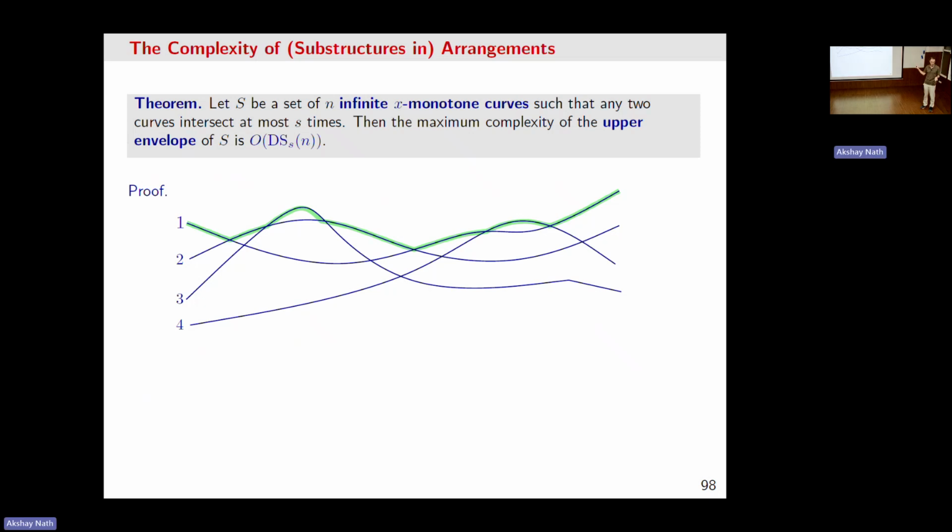So how would I prove this using Davenport-Schinzel sequences? By identifying the upper envelope with such sequences. So indeed, I do this. I label every edge here with the curve that generates it, 1, 2, 3, 2, and so on. And I claim that this is a Davenport-Schinzel sequence of order s.